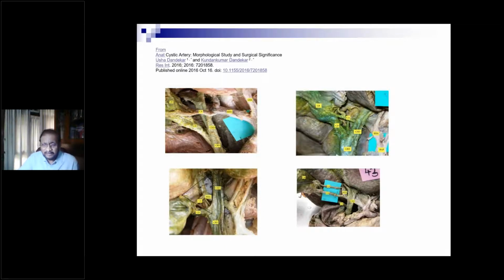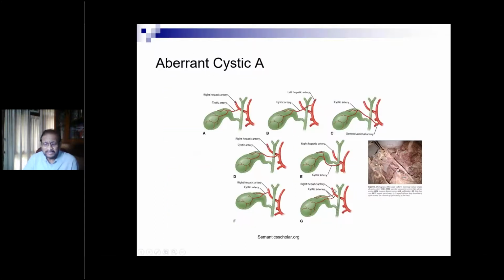Okay? Here what's happening? Double cystic artery. See the double cystic artery? So these are basically abnormalities, very well depicted out here. So basically, what's happening? The right hepatic artery could be coming from the left hepatic artery, from the gastroduodenal artery, the superior mesenteric, the right hepatic, but looping in front.